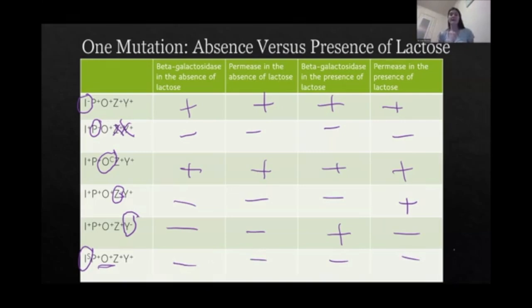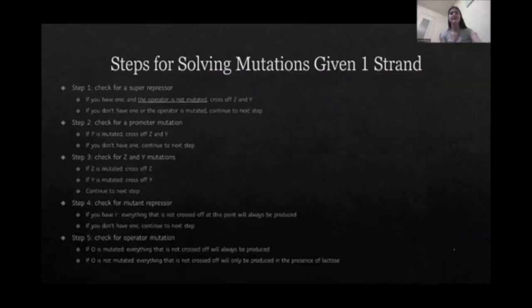So now let's go ahead and look at what happens with two mutations. And for two mutations, we are going to look through these steps of look for a super repressor, check the promoter, check for Z and Y, check for a mutant repressor, and then check for operator mutations.